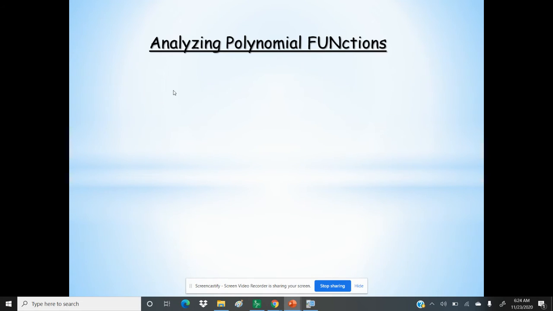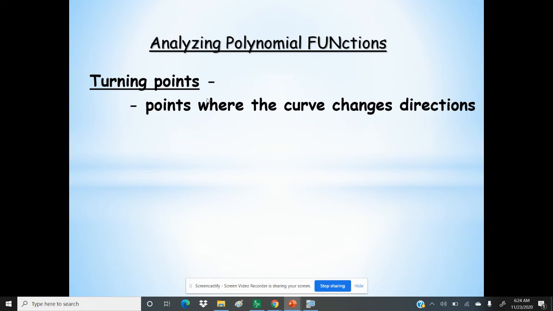Hi, so today we're going to talk about analyzing polynomial functions. And before we get into that, we really need to go over a little bit of vocabulary. So first of all, turning points. Turning points are defined as the points where the curve changes direction.